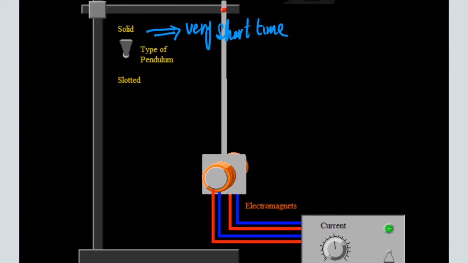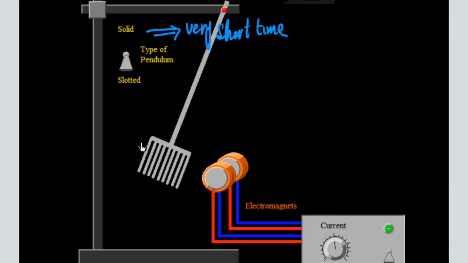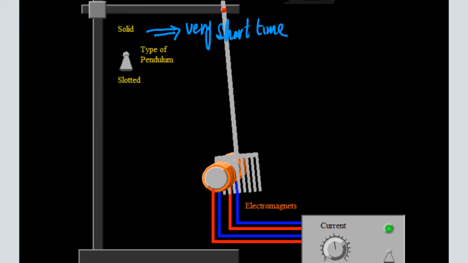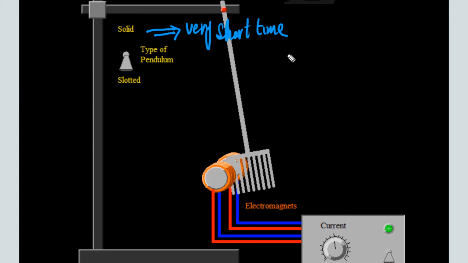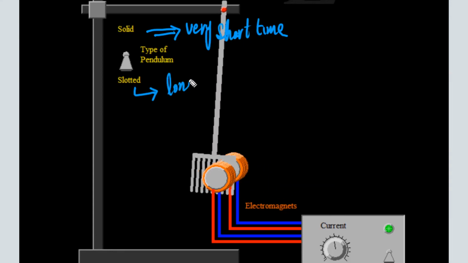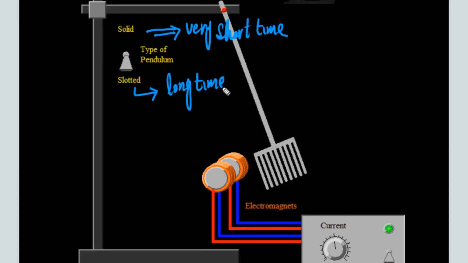Now if we replace this plate with the slotted plate, so this one is the slotted one, and leave it from the same height, you will see this will take a very long time. So this slotted plate takes a long time.